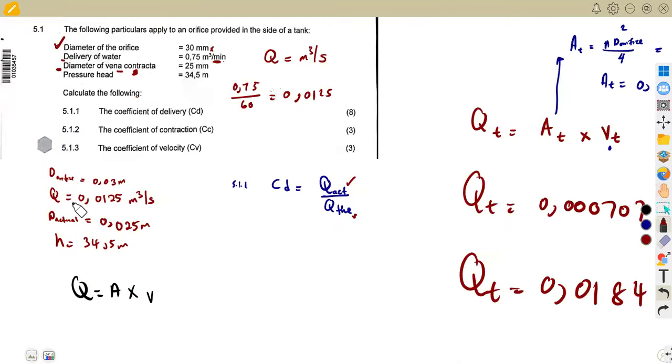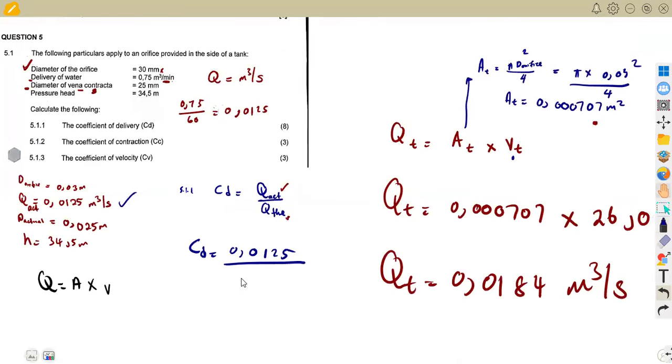So we have got the actual delivery of water. That means we can calculate the coefficient of delivery: Q actual, which is 0.0125 cubic meters per second, over the theoretical delivery in cubic meters per second. That gives us CD, which is something like 0.679. This is just a constant, guys, a coefficient. It has no units. Remember, it was cubic meters per second over cubic meters per second, so they cancel. There's no unit there.